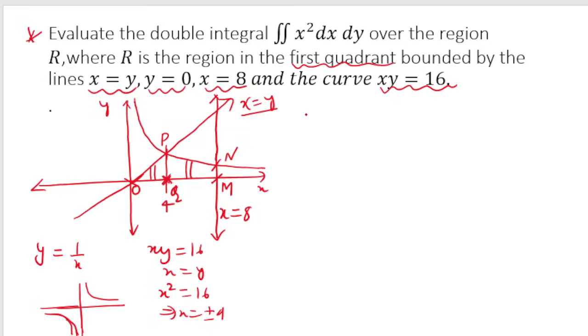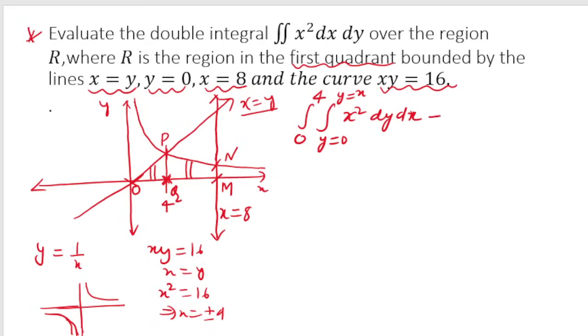If I have to integrate it, when we take a vertical strip, it always gives me the limit of y. So it will be integration of x square and then the limit of y, that is dy dx, and it will start at y is equal to 0 to y is equal to x, and it will move from x is equal to 0 to x is equal to 4.